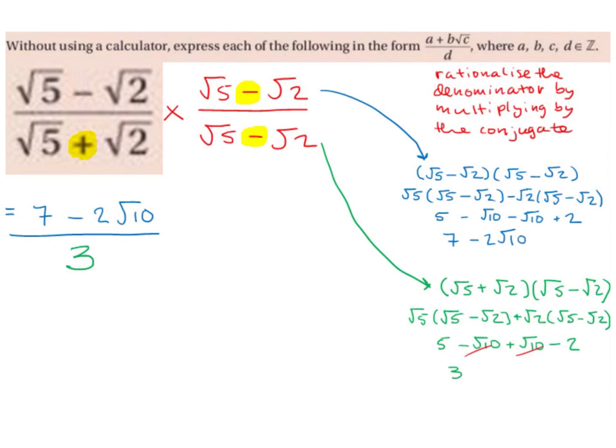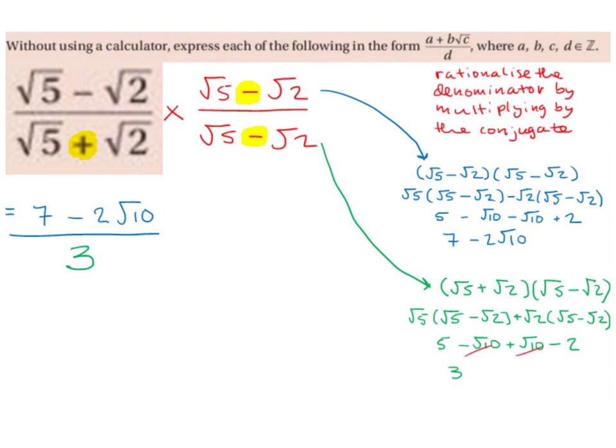Then we're going to multiply both denominators. So root 5 plus root 2 multiplied by root 5 minus root 2. So I've done that down here. So root 5 by root 5 is 5. Root 5 by minus root 2 is minus root 10. Root 2 by root 5 is plus root 10. And root 2 by minus root 2 is minus 2. So plus by minus is a minus, and root 2 by root 2 is 2.